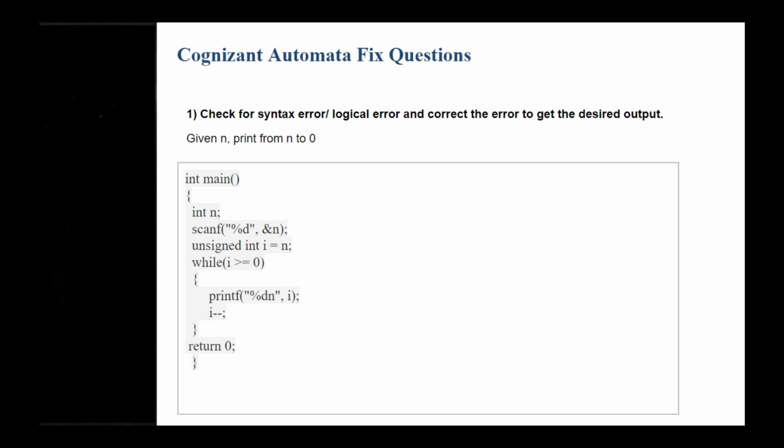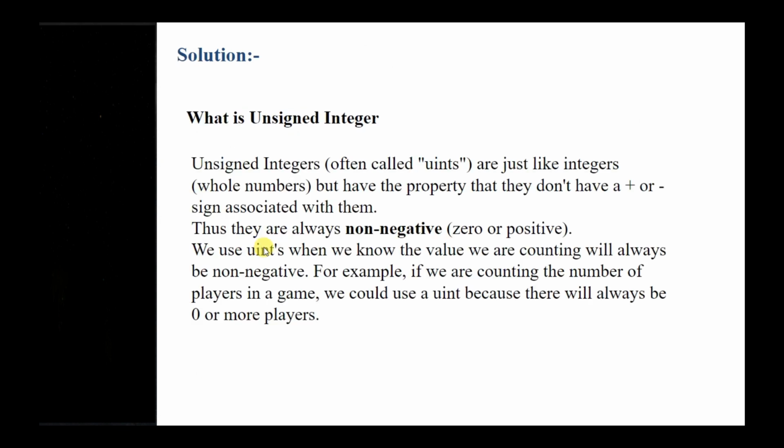So what is the reason that this condition, i is greater than or equal to 0, is always true? The reason behind it is the unsigned integer. The value we have set for i is unsigned. So what is meant by an unsigned integer? Unsigned integers, often called uints, are just like integers but have the property that they don't have a plus or minus sign associated with them. Thus they are always non-negative values, so they will always be 0 or positive.